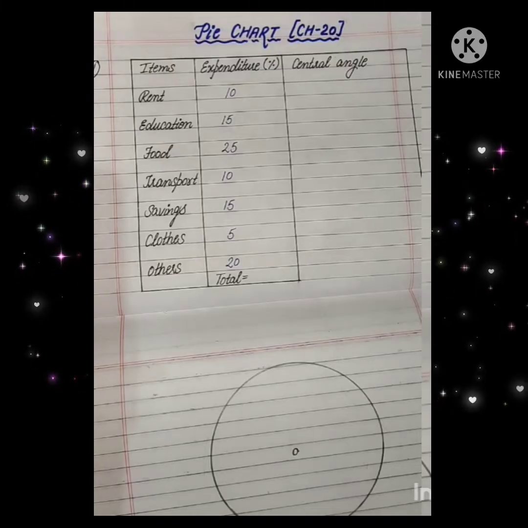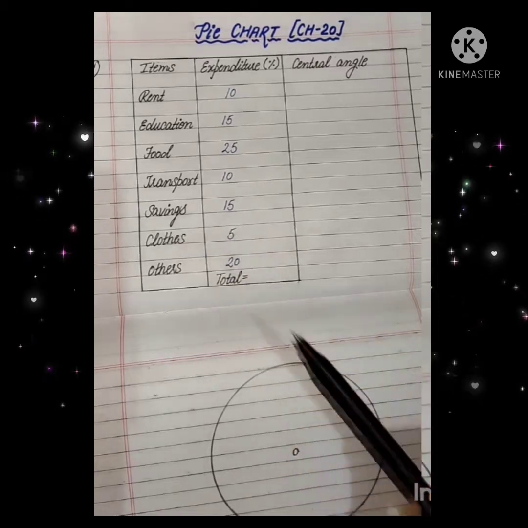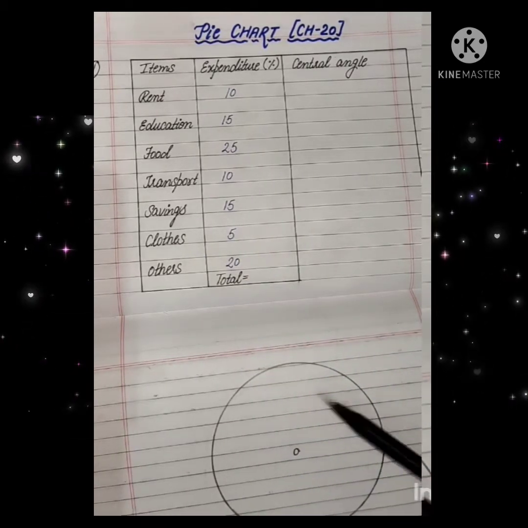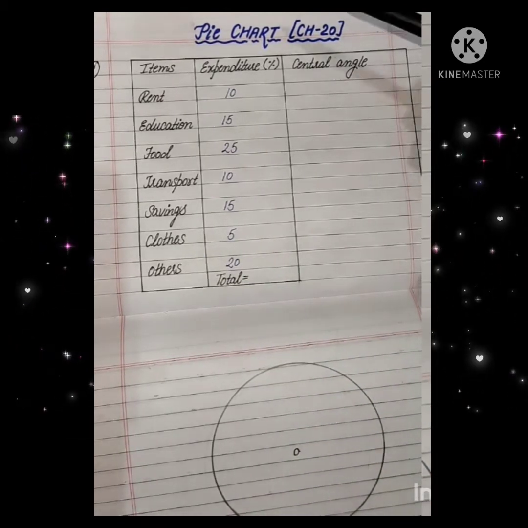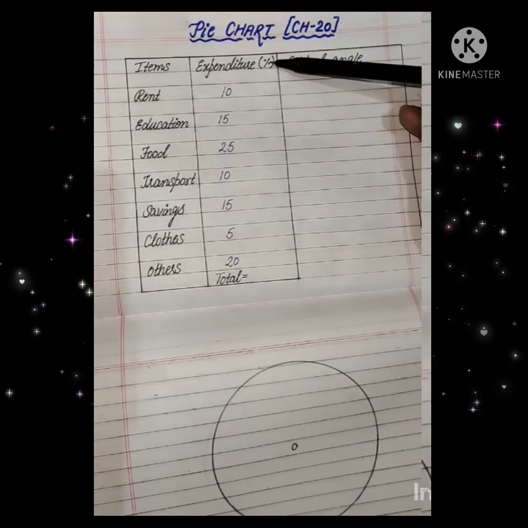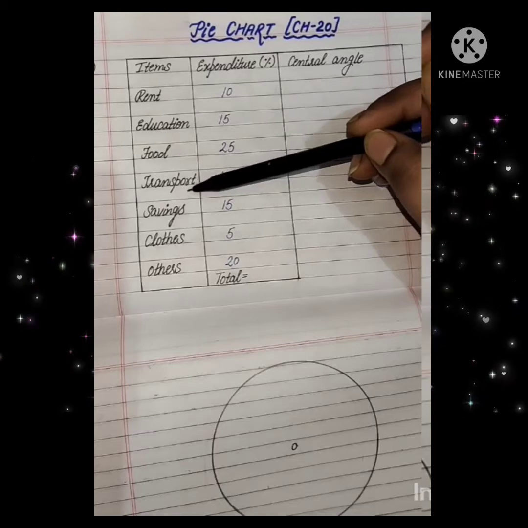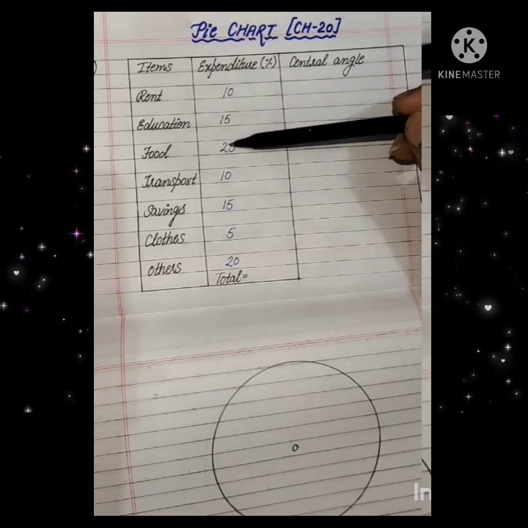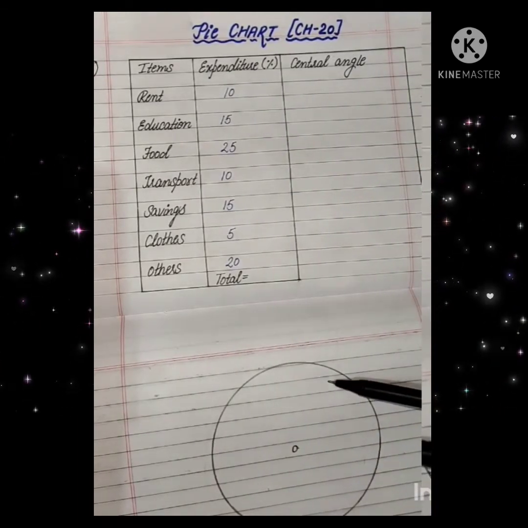Students, let us learn how to represent the given data in the form of a circular graph. First of all, we see in this question expenditure is given in percentage for different items and we have to represent this data in this circular graph.